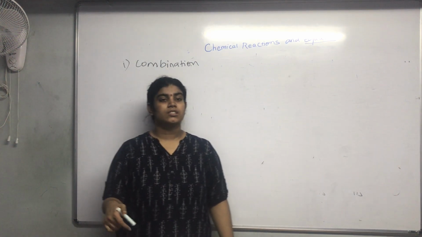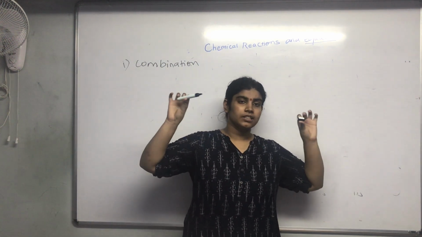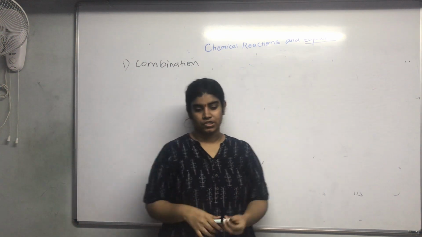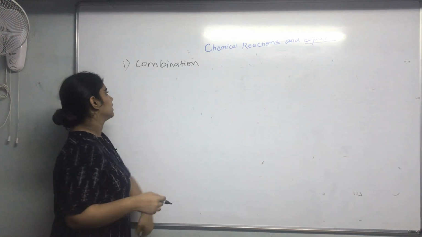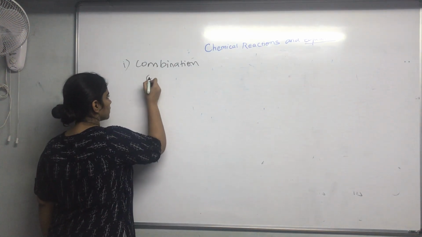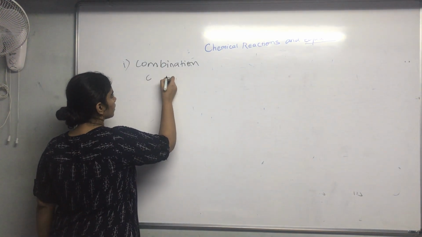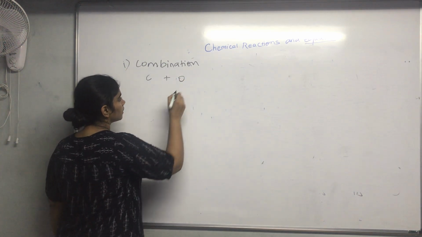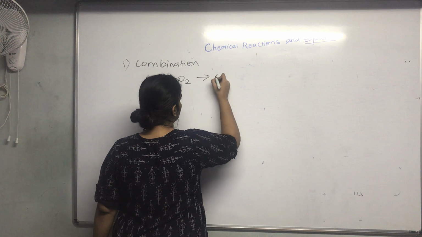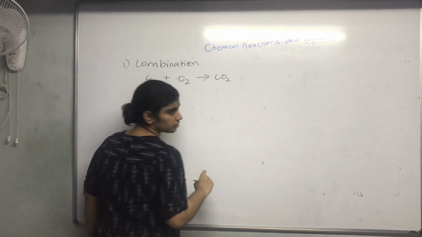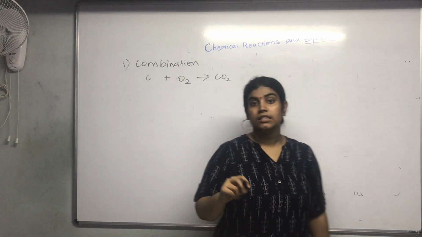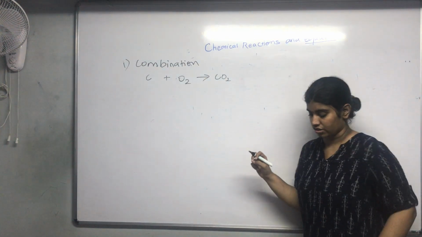Supposedly there are these two different separate things, I combine them together. Combination reaction. Let us take an example. There is a carbon atom, there is oxygen. On combining, it will give carbon dioxide. So this reaction is known as the combination reaction.